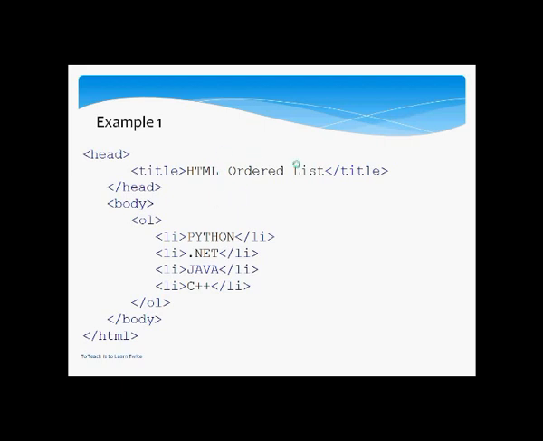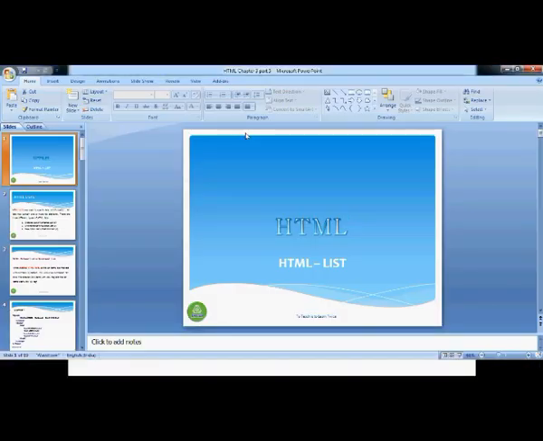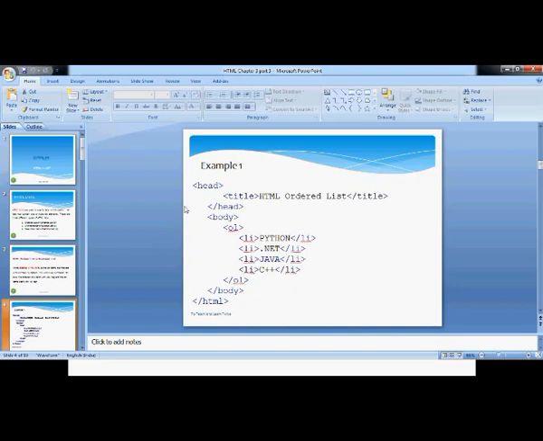In this example, we have an HTML ordered list, and in this we have 4 computer language names, that is Python, .NET, Java, C++, and we want it to appear with 1, 2, 3. Let's see the practical experience of it. So what we'll do, we'll copy this to save time. Let's copy it.